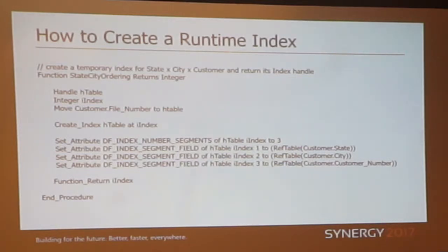You're going to take the customer that you want, get the handle to it. You're going to create the index for that index number. You're going to set attributes for number of segments 3. These are the segments I want. You're going to return that index number, all right? And then you go back. And then how do you use that thing?